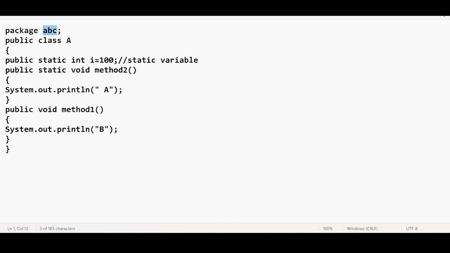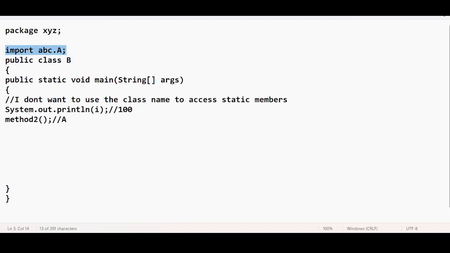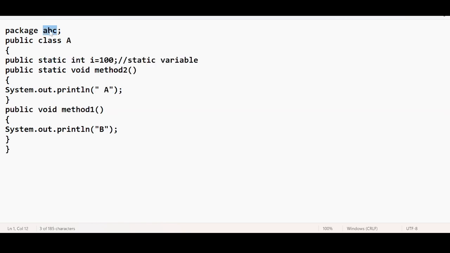Okay, so let me do this. So import static abc.a.star. The moment you do this, you don't require to use the class name this time. Directly you use I. Okay. The moment you use I, the controller will identify the exact import statement, static import. Okay. Inside the package ABC, this is the package ABC. Inside the class A, we are telling the JVM to access all the static members.